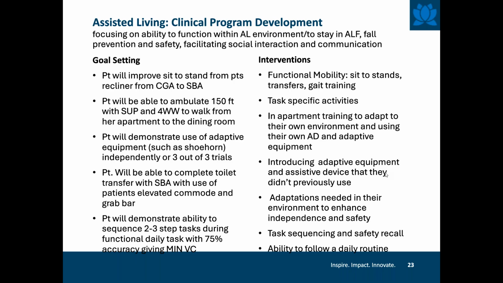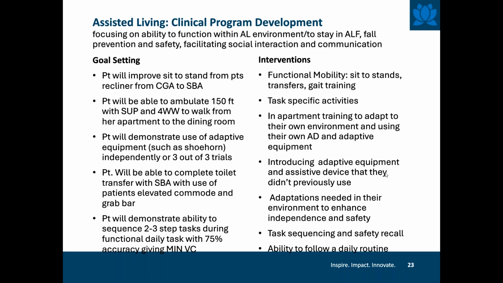Patient will improve sit to stand from patient's recliner from contact guard assist to standby assist. Patient will be able to ambulate 150 feet with supervision and 4-wheel walker and able to walk from her apartment to the dining room. Patient will demonstrate use of adaptive equipment such as a shoehorn independently or 3 out of 3 trials. Patient will be able to complete a toilet transfer with standby assist with use of patient's elevated commode and grab bar. And the patient will demonstrate the ability to sequence 2 to 3 step tasks during functional daily tasks with 75% accuracy, giving minimum verbal cues.